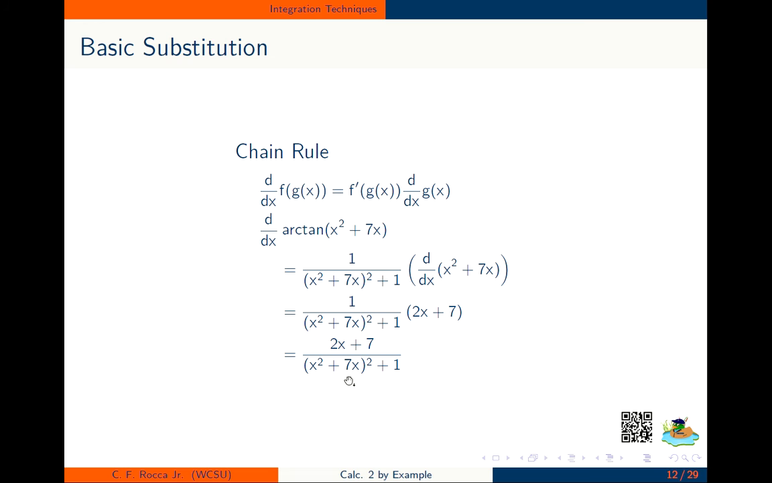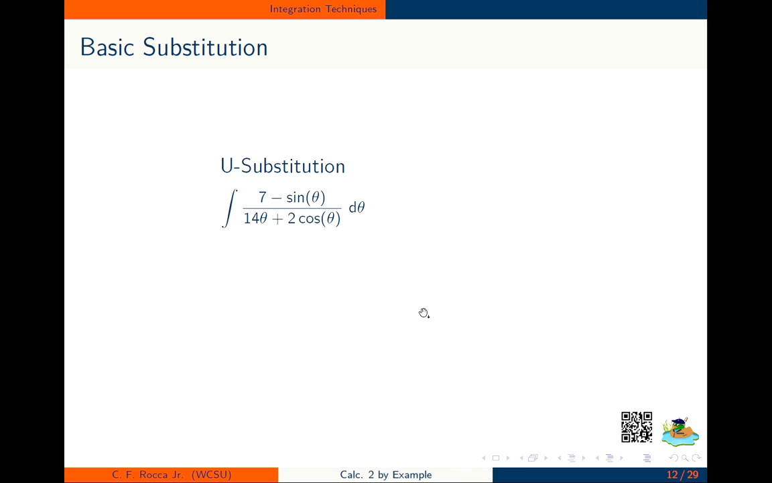And what we want to do with basic substitution is learn to recognize when our integrand is the result of this process and work backwards. Okay, so here's an indefinite integral. Looking at this, I could recognize that in the denominator, I have a cosine, and the derivative of that is negative sine. And I have a 14 theta, and the derivative of a linear function like 14 theta is a constant. So the numerator kind of looks like it could be the derivative of the denominator.